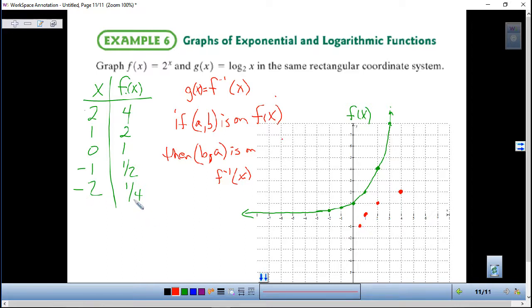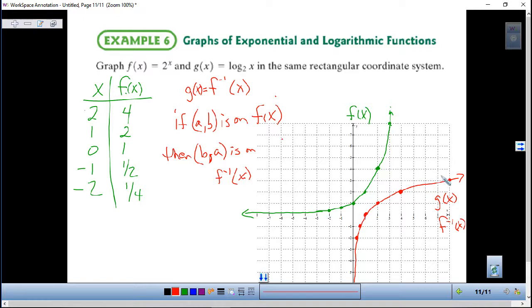And instead of graphing negative 2, 1/4, I'm going to graph 1/4, negative 2. So hopefully you can kind of see that shape now. And also, don't forget, I have this one right here that's 3, 8, so I would have 8, 3. So I've got a point right there. So there is my g of x, which is also f inverse of x.